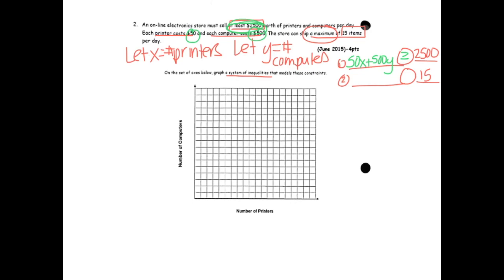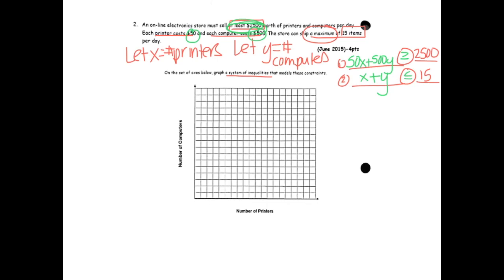Okay, the store can ship a maximum of 15 items. It can ship no more than, less than or equal to, between printers and computers. Between the number of printers and the number of computers. It has to be a maximum or less than or equal to 15 items.